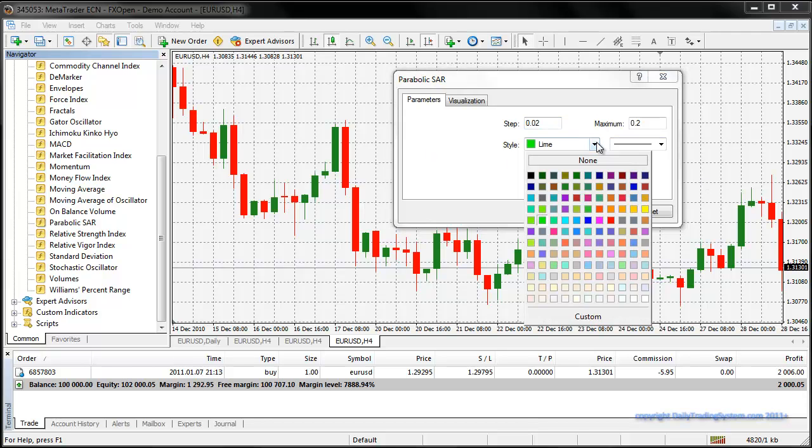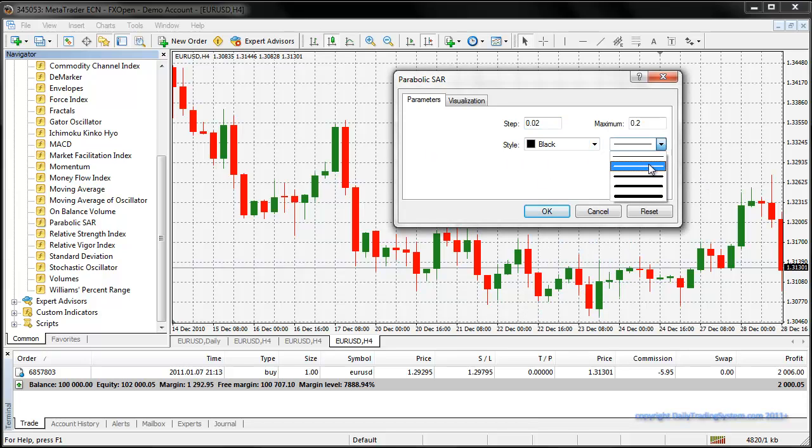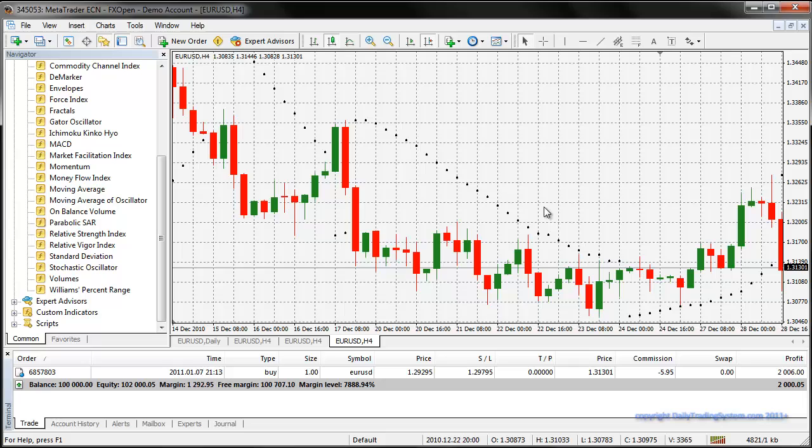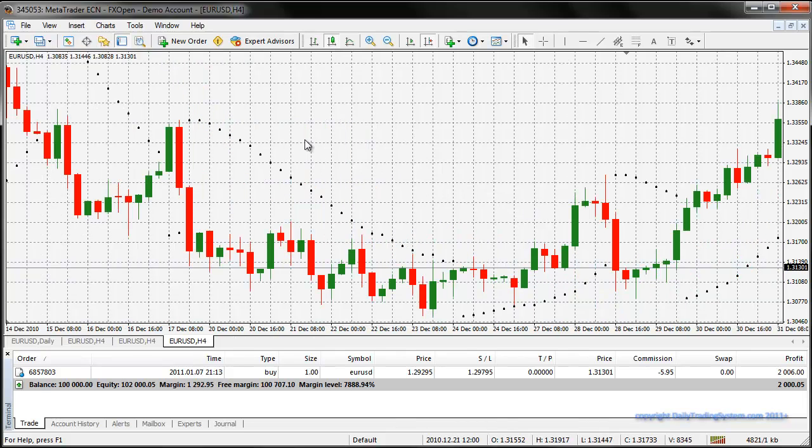Go ahead to the style, just choose black, then go to the second one here and click OK. The rule of thumb is that when you see these dots above the candles, it lets you know to go short, and you go short after the second little dot there. The buy trades are the opposite: you'll see these dots appear below the candles, and you go long after the second little dot there.